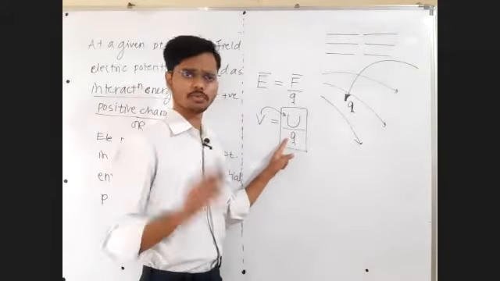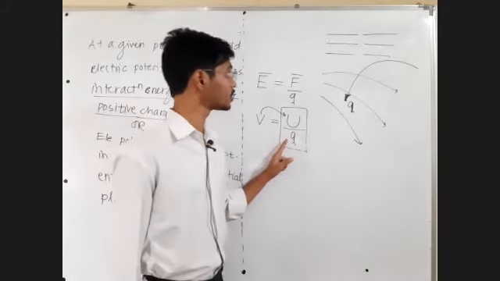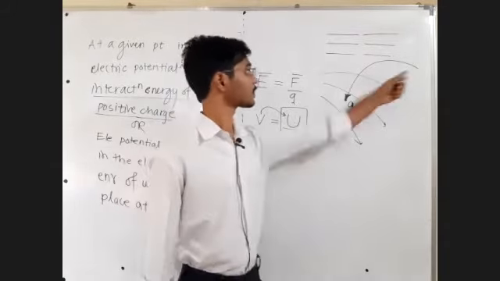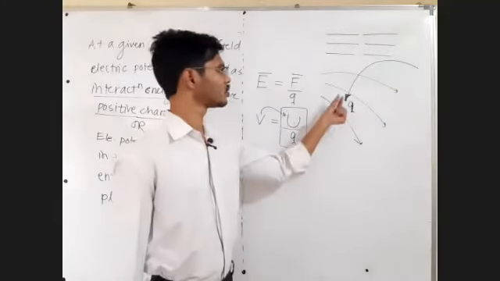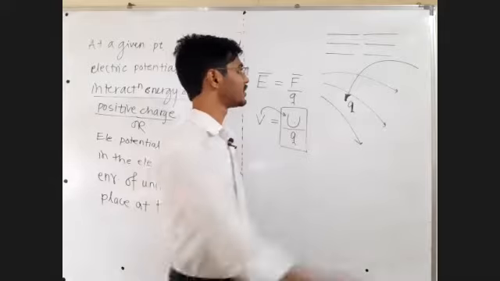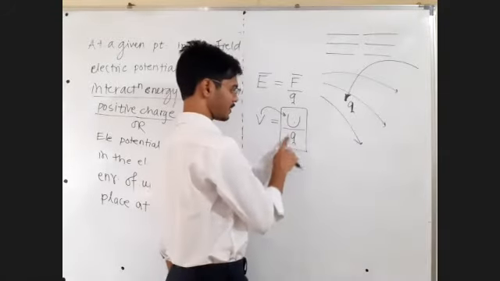Actually, the plus 1 coulomb is to be brought. You are asked to bring plus 1 coulomb. So generally, people do not bring plus 1 coulomb. They just bring 2 coulomb. Okay, if they bring a charge of 2 coulomb, then they have to divide by 2.